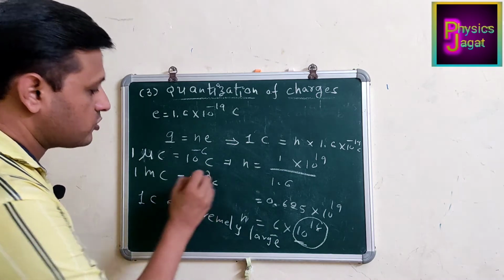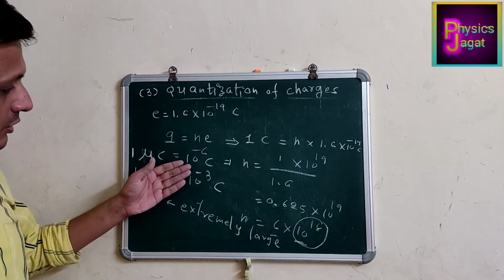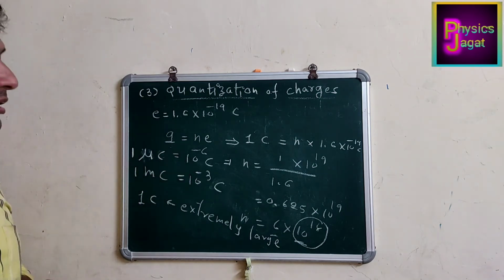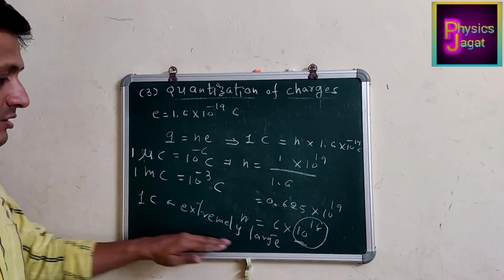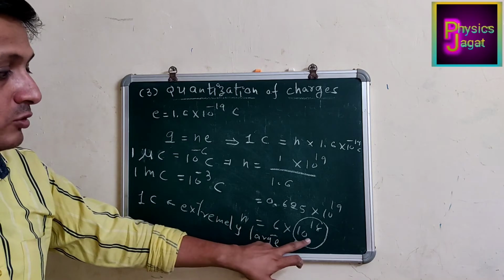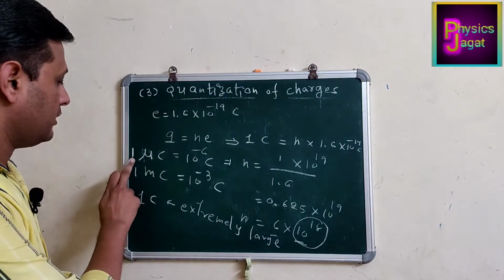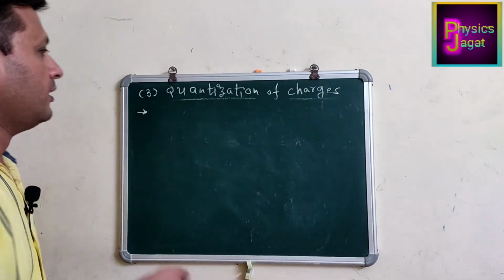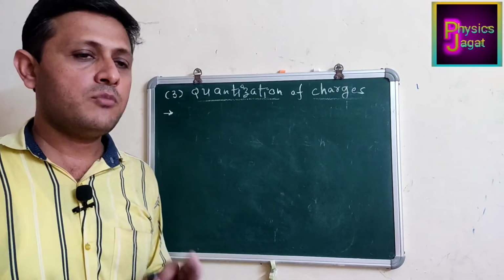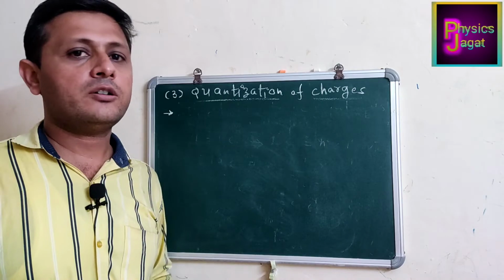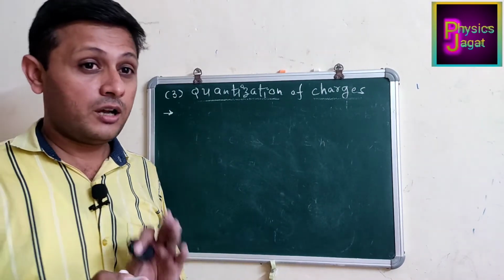Similarly, in numerical problems and daily life problems, we will deal with micro and milli coulomb. We are not going to take the coulomb itself, because it contains about 10 to the power 18 electrons. It's a huge charge, so we will not deal with it. We are dealing with micro and milli coulomb. If any body contains, say, n1 electrons and n2 protons, we can now find the charge of the body.